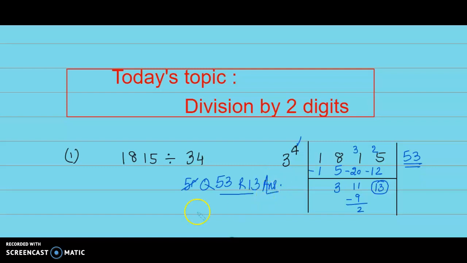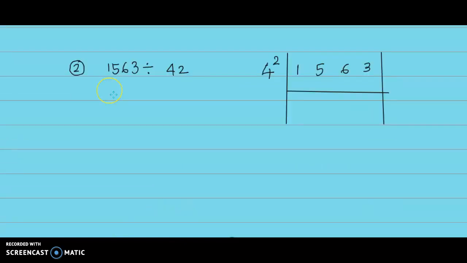I will solve other questions and you will be able to understand my steps. Let us move to next question. Our next question is 1563 divided by 42. Again we will write 42 in this manner and 1563.